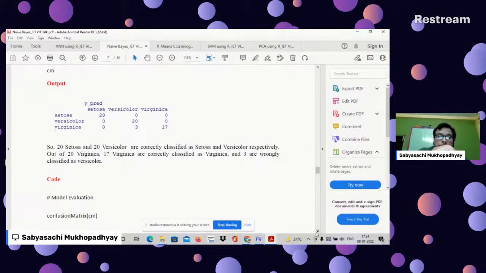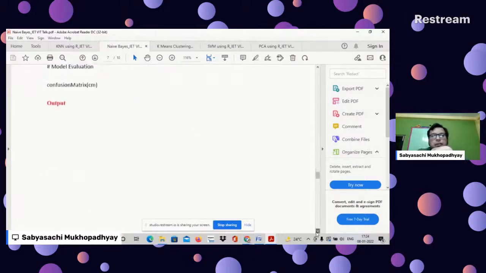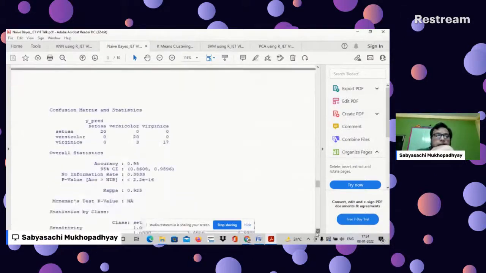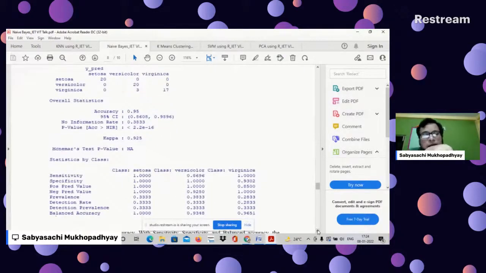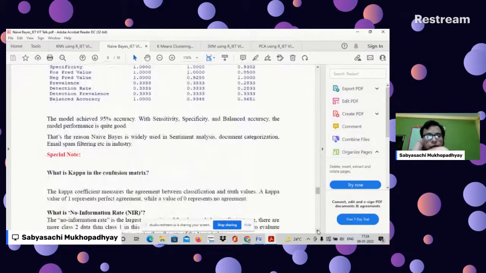Now, how can you do the model evaluation? Once you apply the confusionMatrix function over it, you see the accuracy given is 0.95. There is other information related to kappa as well, but the output you got is 0.95, which is a very good outcome. Sensitivity, specificity and other information are also given. Due to the higher accuracy, the Naive Bayes classifier is used largely for sentiment analysis, document categorization, email filtering and similar tasks.